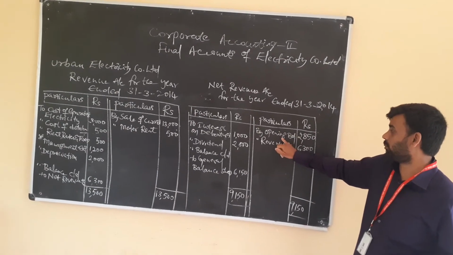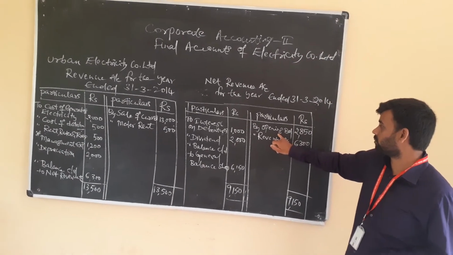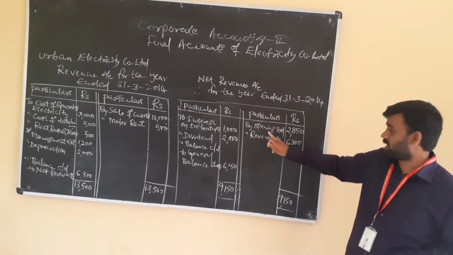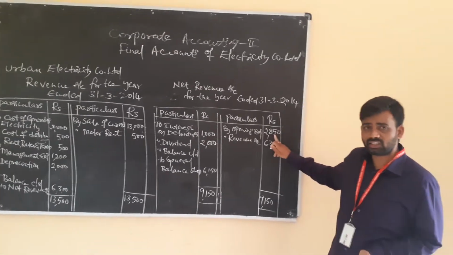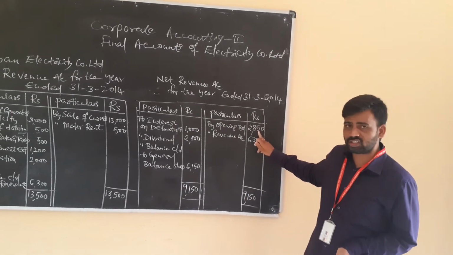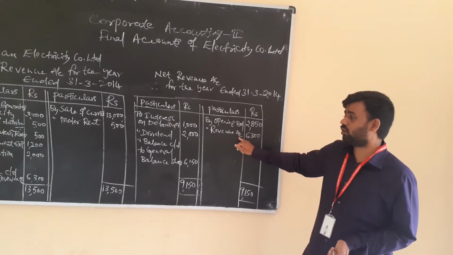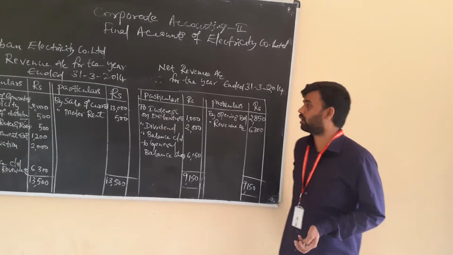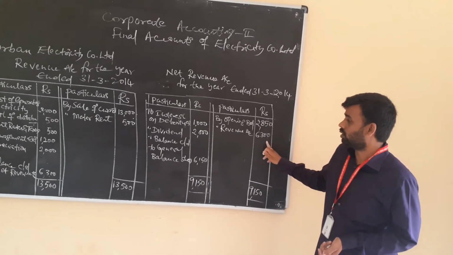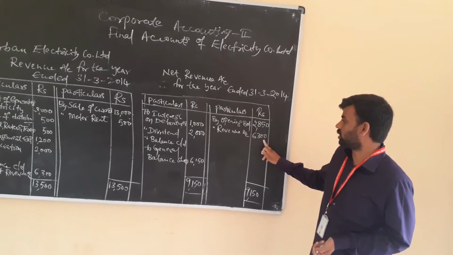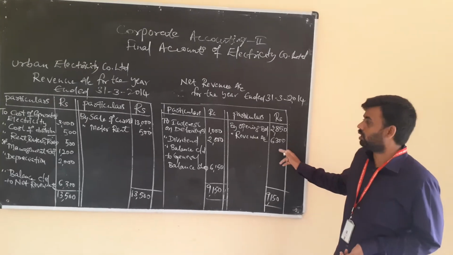Look at the trial balance in the problem. Opening balance 2850 is given in the problem. Record that first. Then revenue account, which we found out in the revenue account, 6,300 rupees, record that in the credit side.